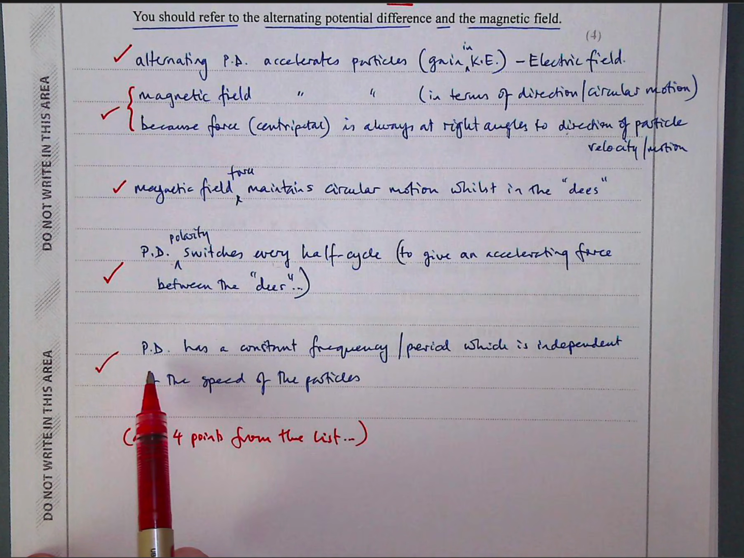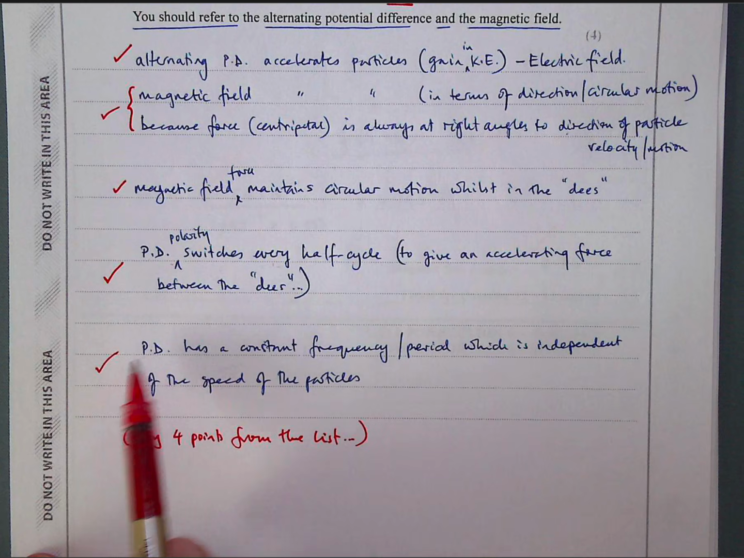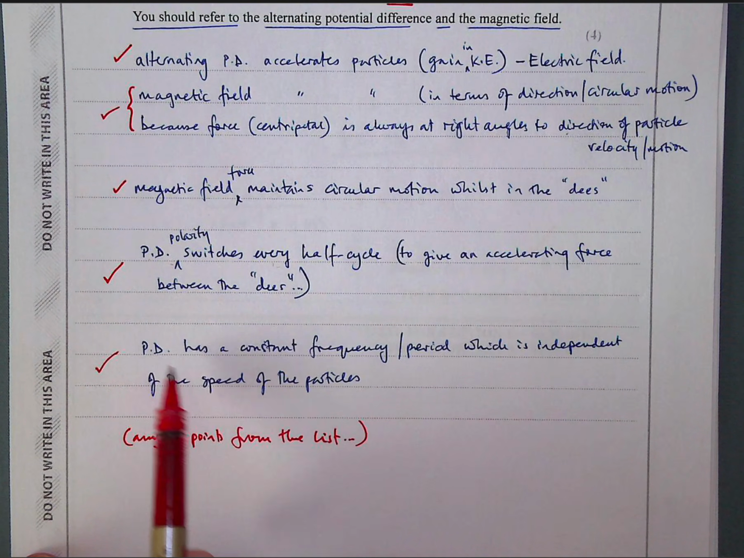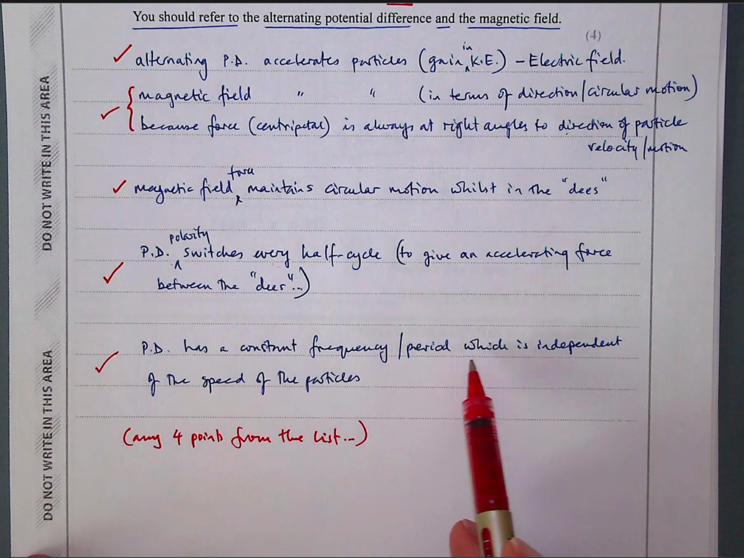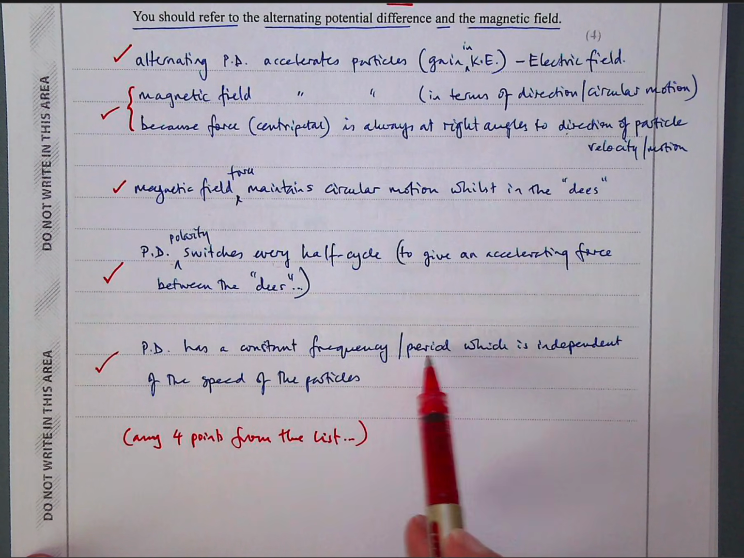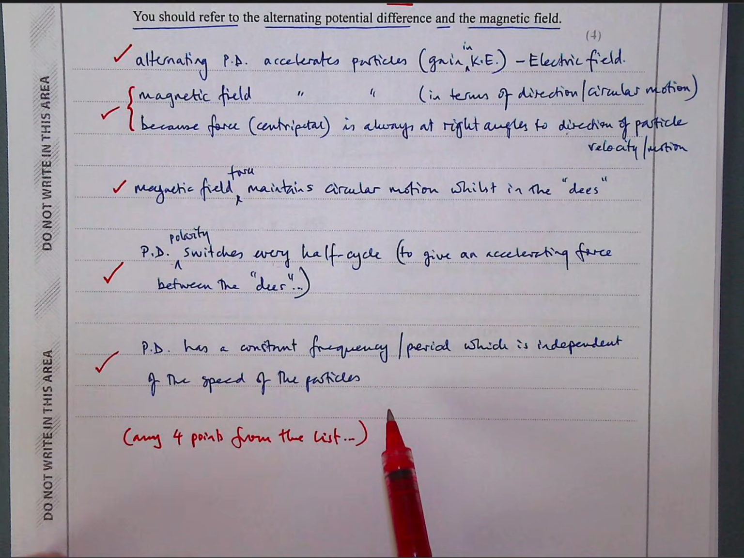So the additional fifth point that you could get the four points from, so if you missed one of these before, you can just say the potential difference has a constant frequency in these cyclotrons, where the period, or frequency, is independent of the speed of the particles.